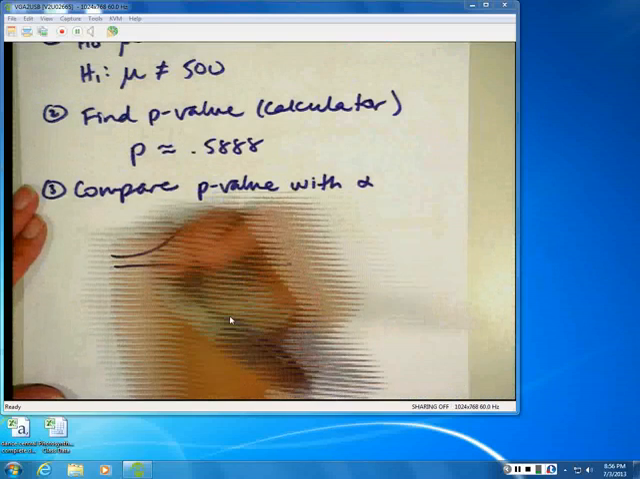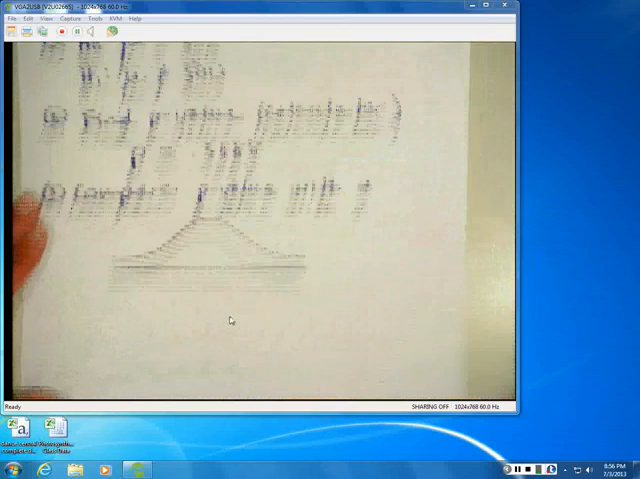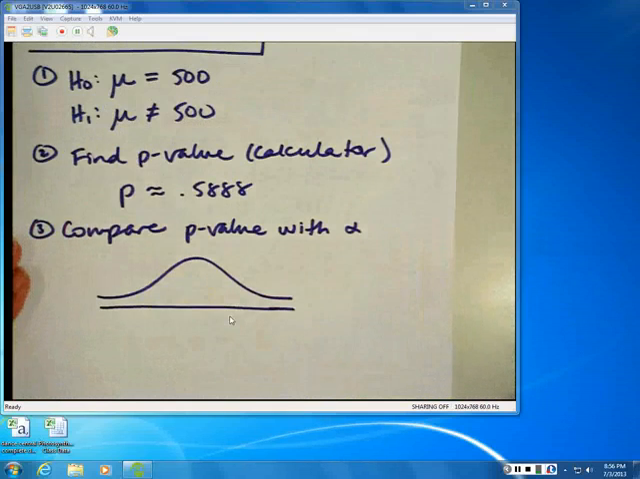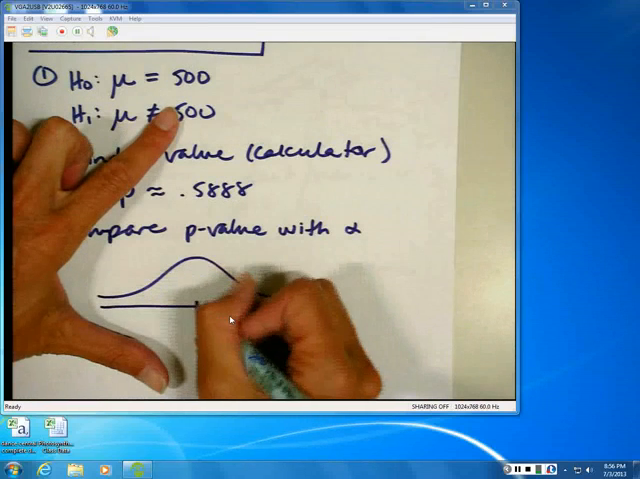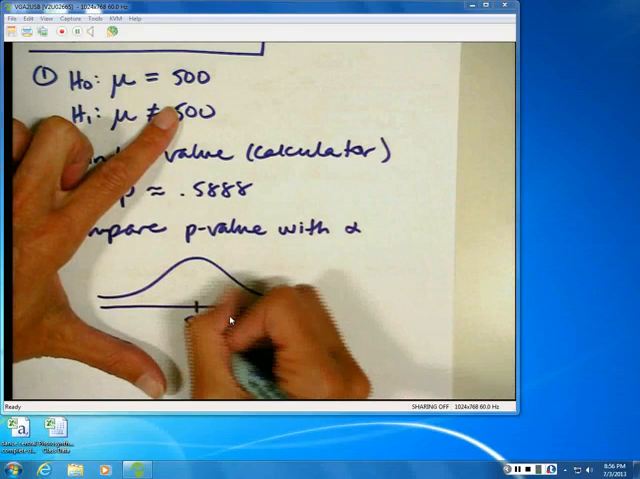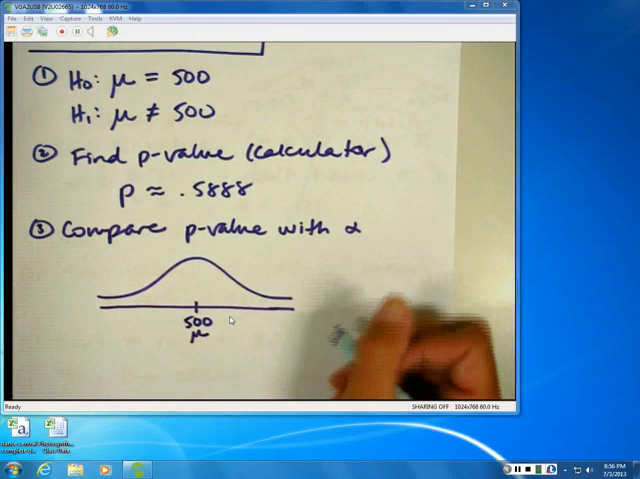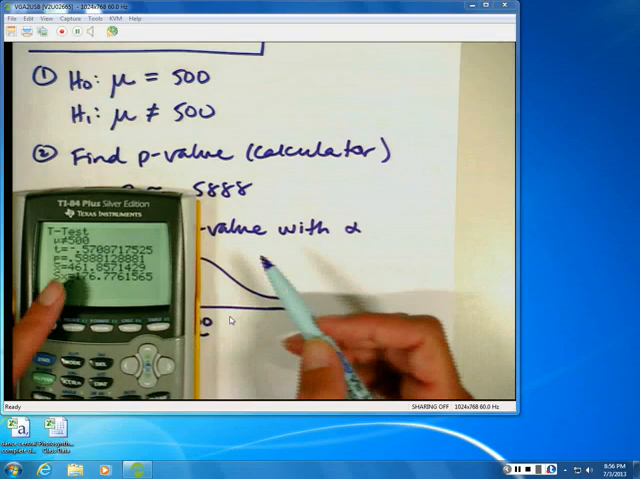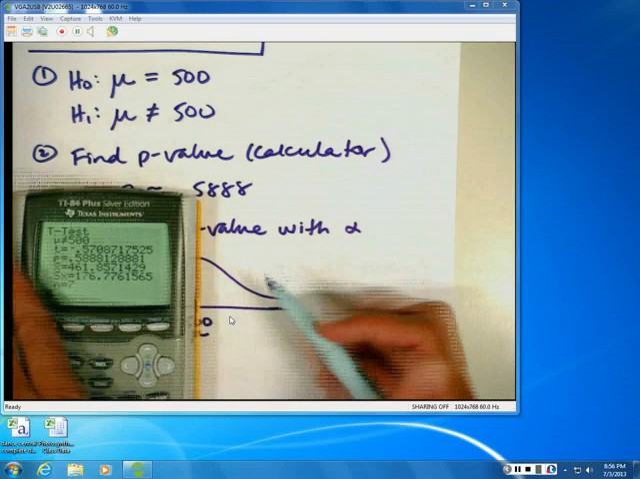Okay, let's draw our picture. So this is my t curve. My hypothesized average number of rooms was 500. That's mu. And my calculator gave me the average number of rooms at 461.8. That's over here somewhere.